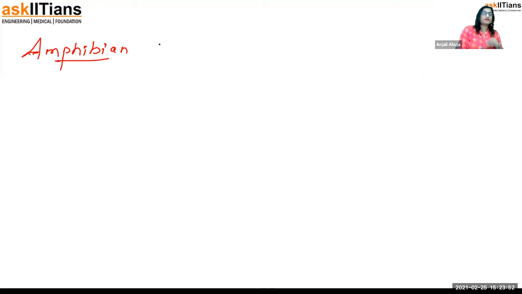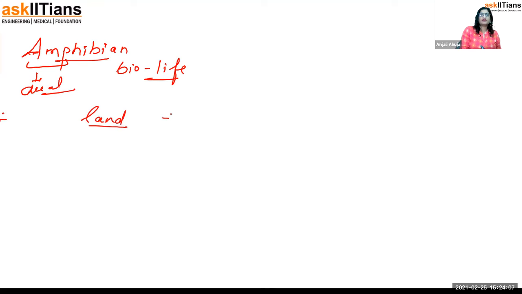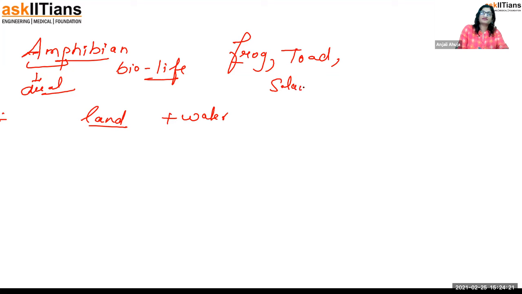Okay, so amphi means dual. Bios means life. So they have a dual mode of life. You know that they can be on land and they can be in water also. There are certain stages of life that can be in water, but adults can also survive in the water. Frog, toad, and salamander are the best examples.